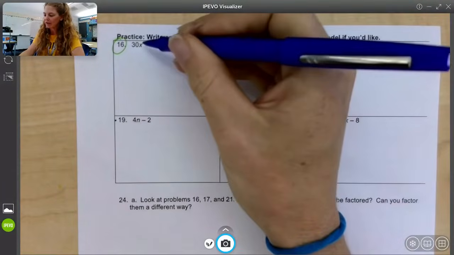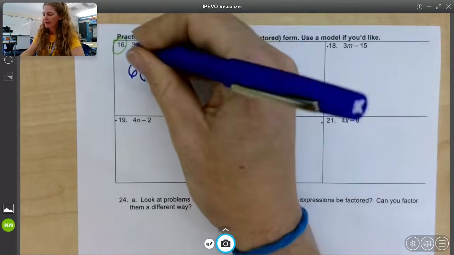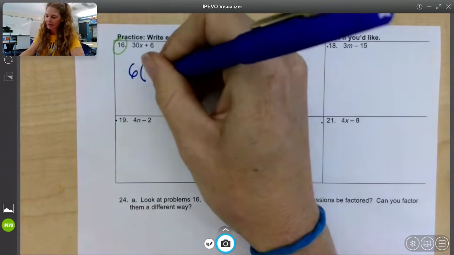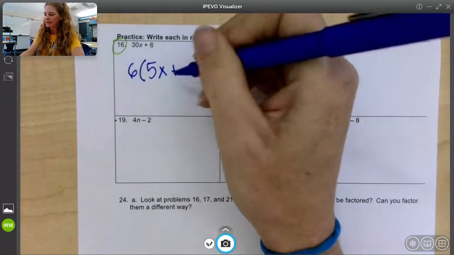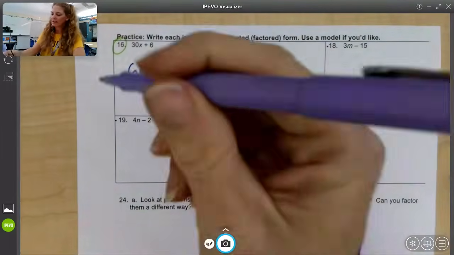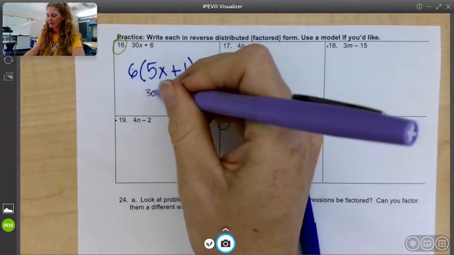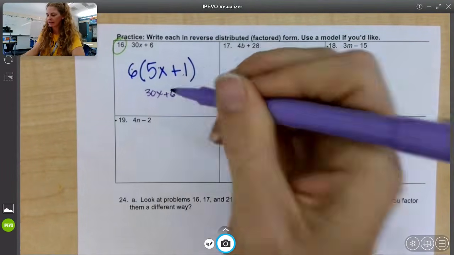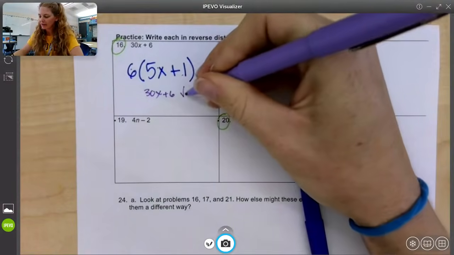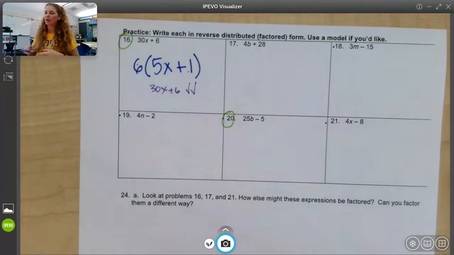So our GCF of 30x and 6 is 6. 6 times what gets me 30x? 6 times 5x. Plus 6 times what gets me 6? 6 times 1. And you can always double check. It always is worth it being like, okay, 6 times 5x gets me 30x, 6 times 1 gets me 6. Always double check. It's such an easy thing. You're so good at distributing. I don't want you to mix that up on the exam.